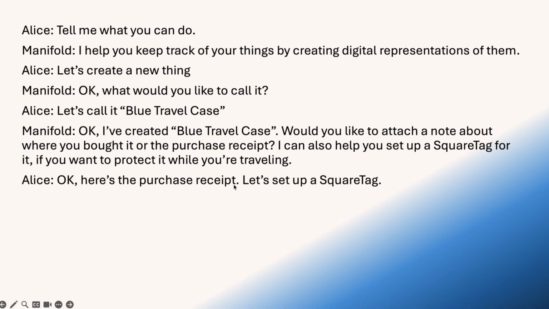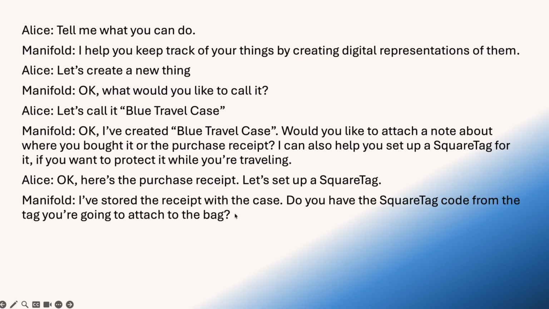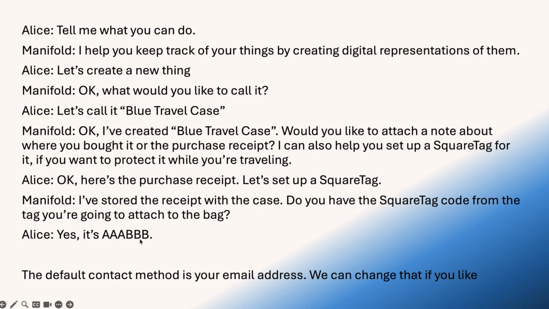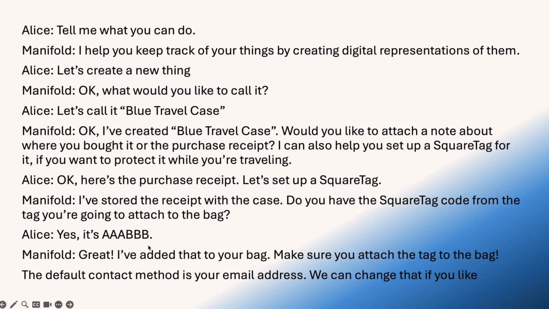Alice gives it the purchase receipt, says she wants to set up square tag. Manifold responds, asks her what the square tag code is. Alice gives it, and Manifold responds, "Great, I've added that thing to your bag. Make sure you attach the tag to the bag."